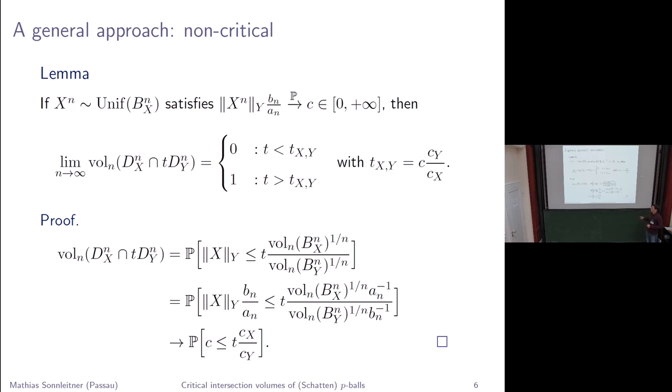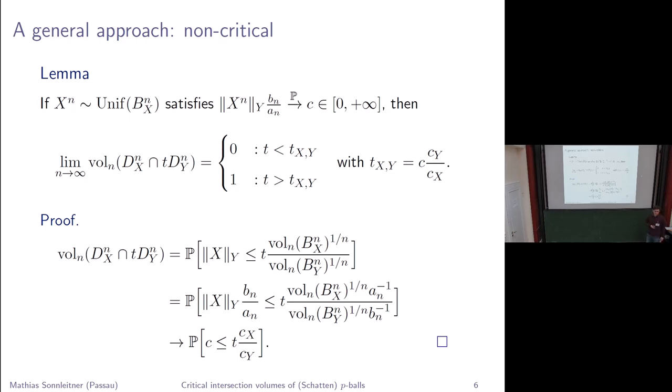And you can multiply by e_n over a_n, both sides. And then if this tends to a limit, you will see X over cY. And we assume that the left-hand side tends to a limit in probability. And you get the probability that a constant is smaller than another constant. And okay, this is 0 or 1, depending on the relation of the constants. So this explains what happens in the non-critical case. So we need a limit theorem for the norm, namely limit in probability, and with respect to this volume radius.